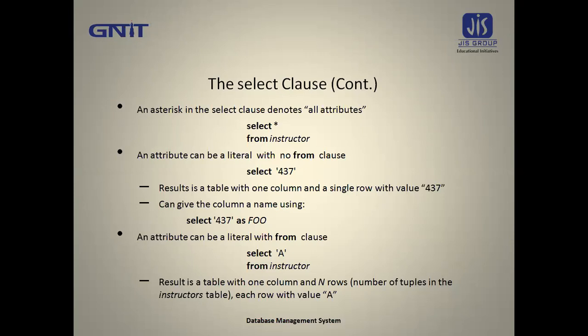We can use an asterisk in the select clause which denotes all attributes. So select star from instructor, star, asterisk, means select all the columns from the instructor relation and print them. So if you want all the columns with all the attributes which are available in the relation, then no need to write all of them. You can just write select star from instructor, and that will be enough.